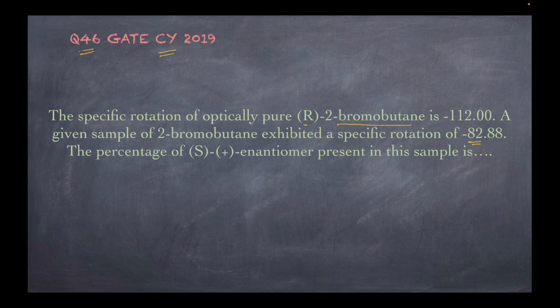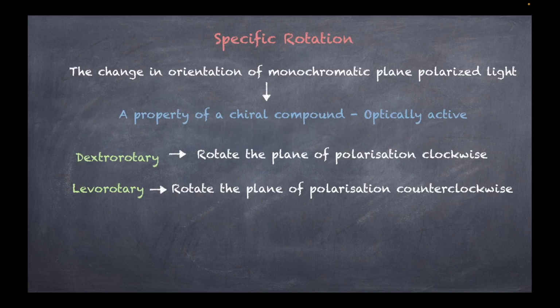So in the given question, the specific rotation of R enantiomer is given, which is minus 112.0, and also the specific rotation of 2-bromobutane in a given sample is given, which is minus 82.88. Now we have to find out the percentage of S enantiomer present in this sample. Okay, so let's find out.